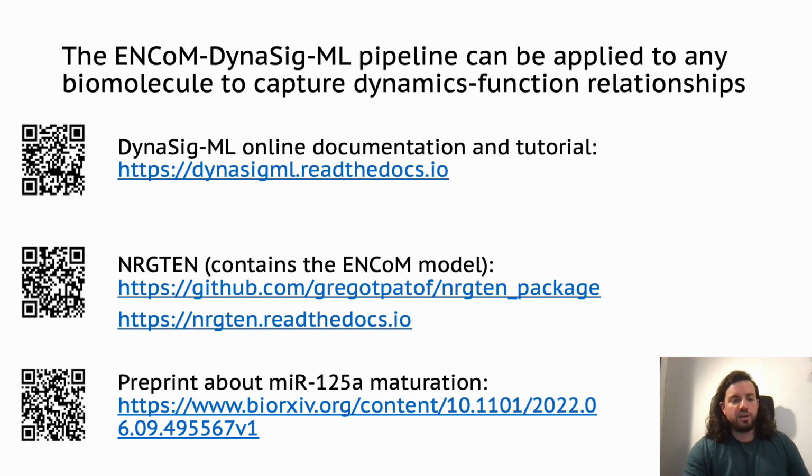So our NCOM DynaSigML pipeline, it can be applied to pretty much any biomolecule, so protein, RNA, protein ligand complexes, to capture dynamics function relationships. And so you can follow these QR codes if you're interested. The DynaSigML package is extensively documented online and has a tutorial. The NCOM model is run as part of the NRG10 package, which is also extensively documented. And we have a preprint out about miR-125A maturation if you're interested.